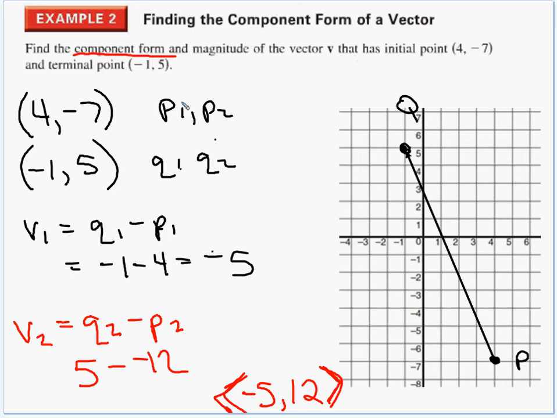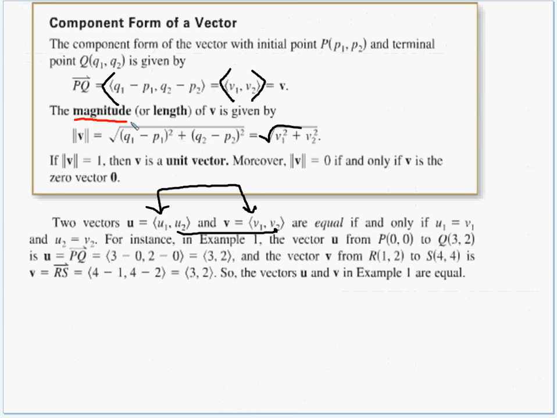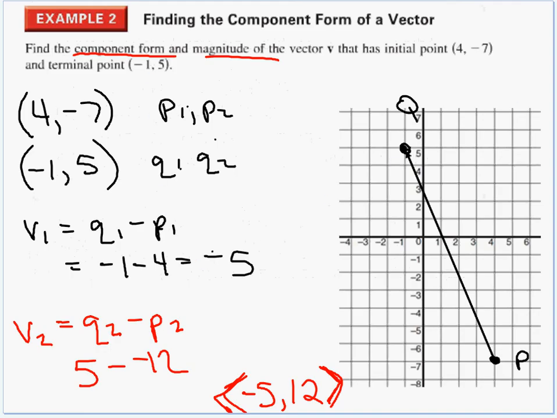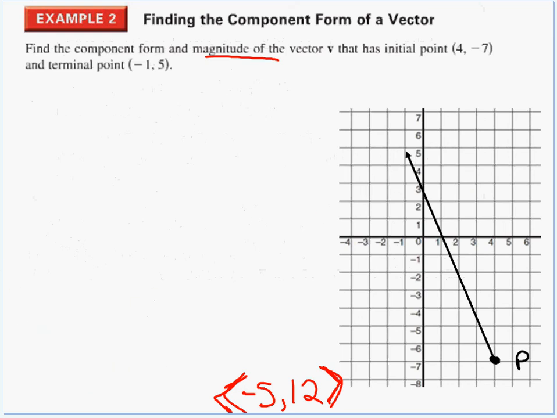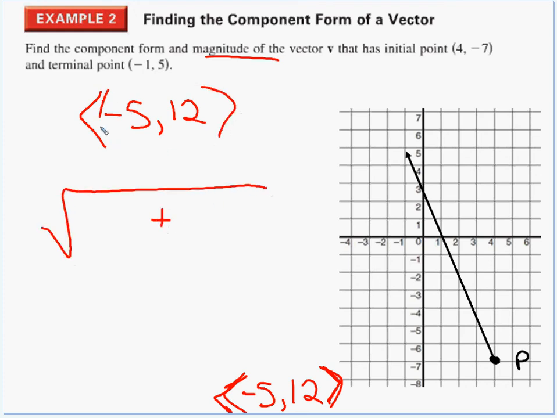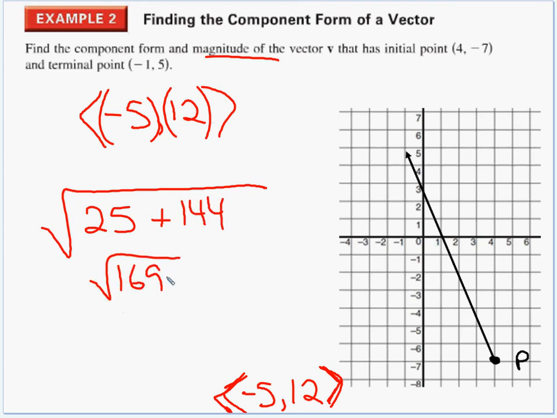So find the component form and the magnitude. Now the magnitude, sort of like a little shortcut here, we could do the distance formula, but we've kind of already done some of the legwork. Now that we have this component form, negative 5 comma 12, we can just put a radical here and a plus sign and square this. Negative 5 times negative 5 is 25. And square the 12. 12 times 12 is 144. If we add those, we get 169. And the square root of 169 is 13.